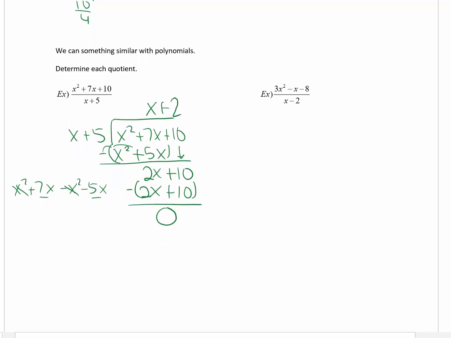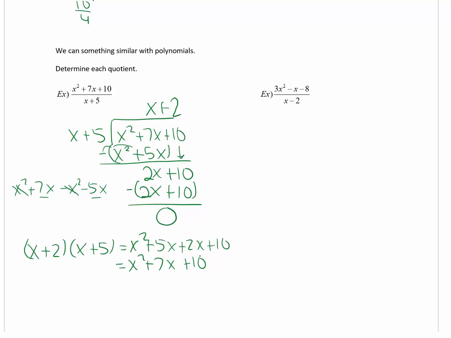Now, it's easy to check. I can take my quotient and multiply by the divisor, and I should get what's inside. So that's x squared plus 5x plus 2x plus 10, which is exactly the same as x squared plus 7x plus 10, which tells me I did the long division problem correctly.